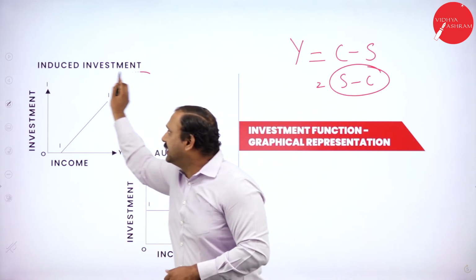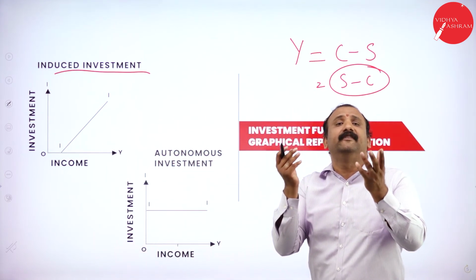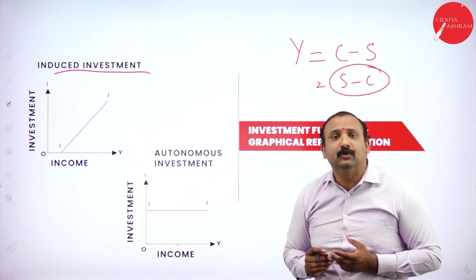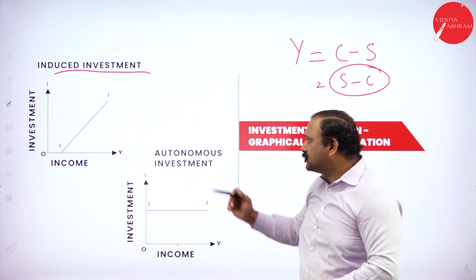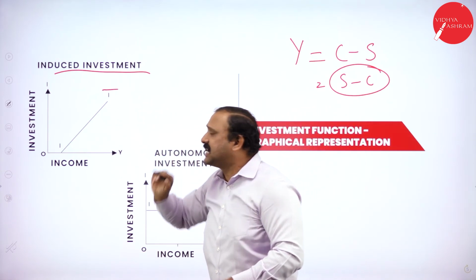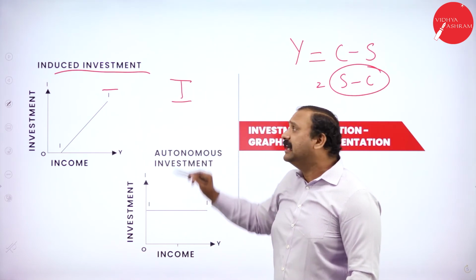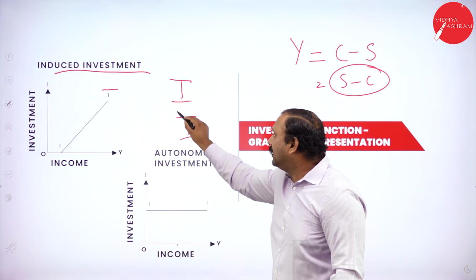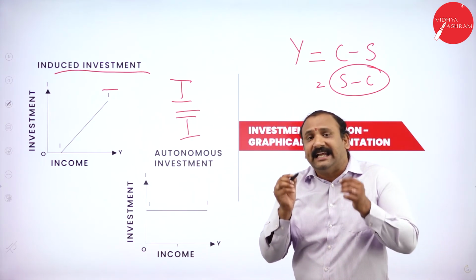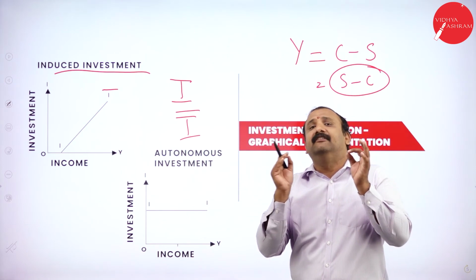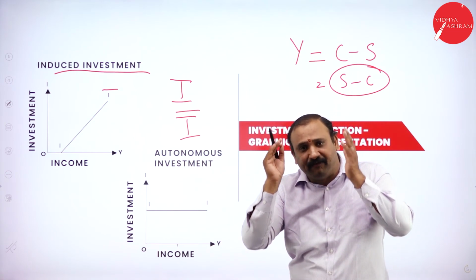Now if you look here, there is a word that is given here which is called as induced investment. What do you mean by induced investment? An investment which is done by itself. So I would like to represent it as I dash. Now for example, if I is equal to investment, I dash is equal to induced investment. Induced investment means an investment which is done by default. We are not working for it. It is going to happen by nature, by default itself.